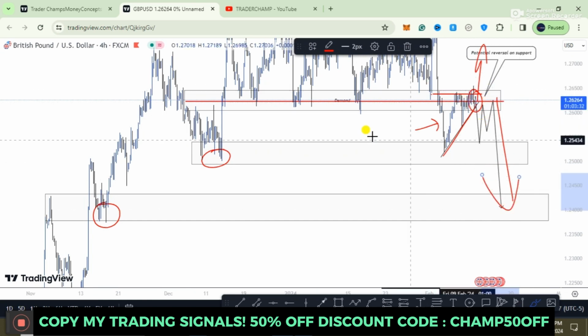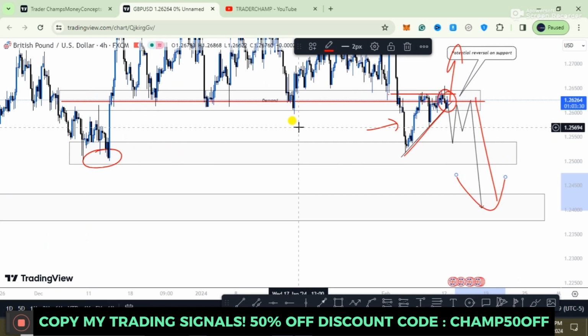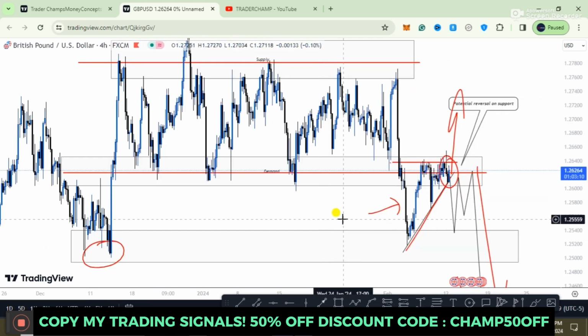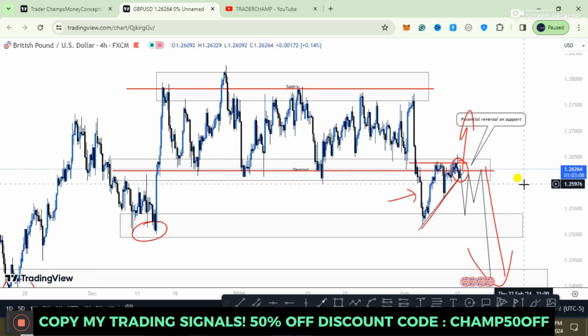Right, so I believe that the analysis is very clear to you now. We have picked up the major currencies and also the crude oil, including the gold analysis as well.